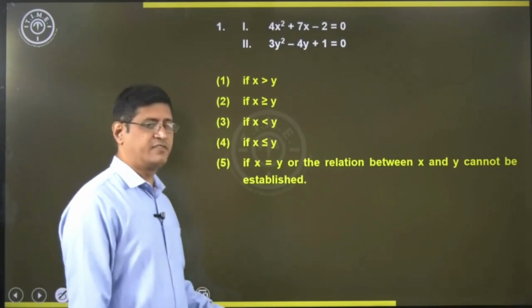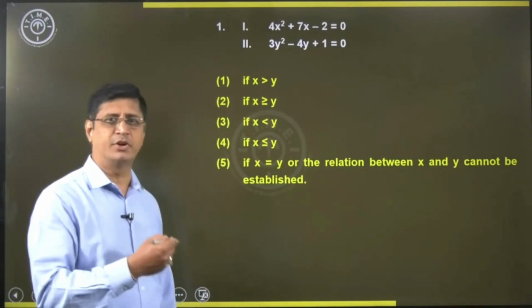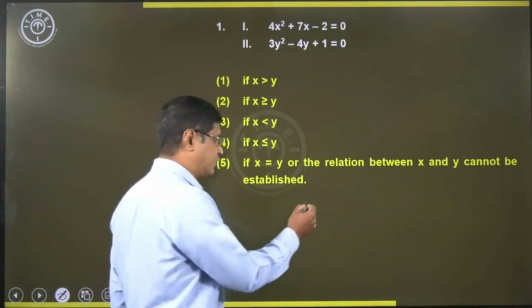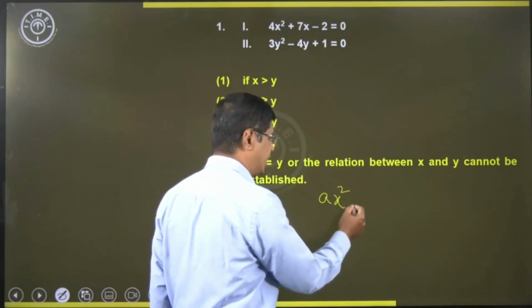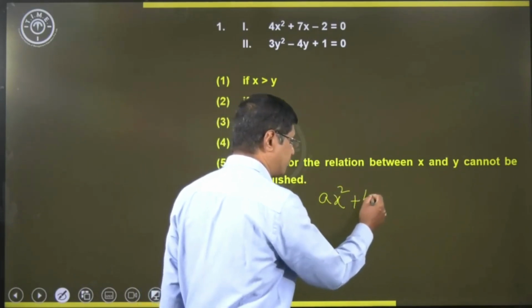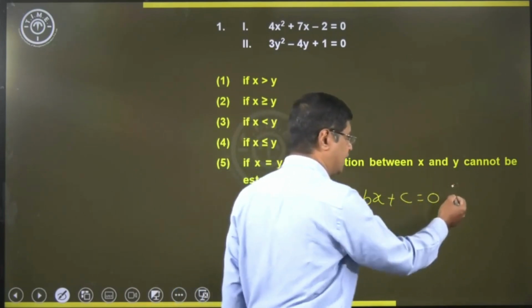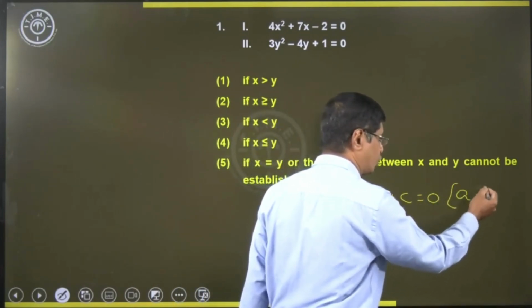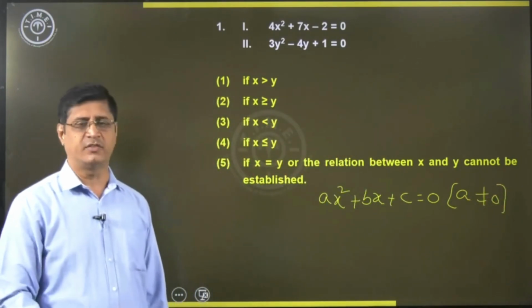Now look at the first example. Before we start our discussion, just let me introduce what a quadratic equation is. A quadratic equation is expressed in the form ax square plus bx plus c is equal to 0, where a is not equal to 0. This is the general representation of a quadratic equation.